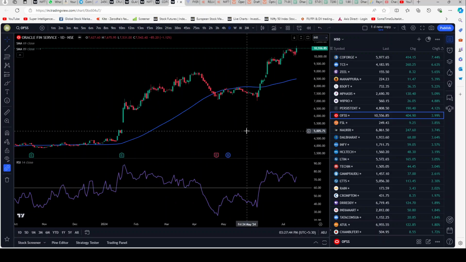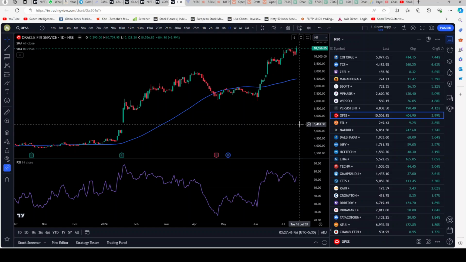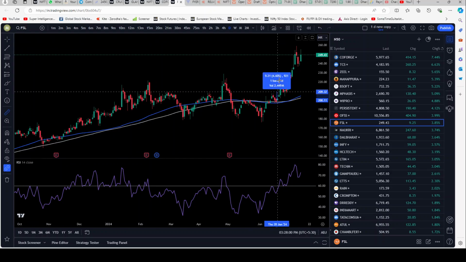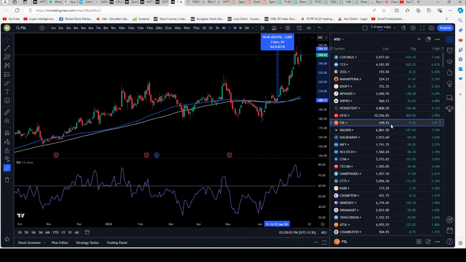OFSS. I don't know why the 89 is not working on this particular one, so we'll skip it. FSL, First Source, 69, 89, both are crossed over here. RSI goes above 60, boom, it goes up. From here, the rally happens. It's 56 rupees up on a 249 stock. That is more than 10%.